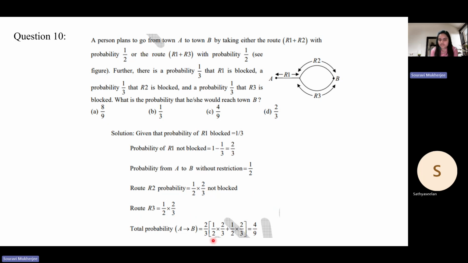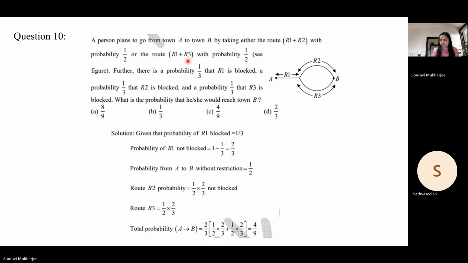Okay. So this is your answer. So this kind of question. What you had to point out is the event of taking R1 and then R2, or the event of taking R1 and then R3. These pairs, R1 plus R2. So these individual events of taking R1, R2 and R1, R3 are independent of each other.